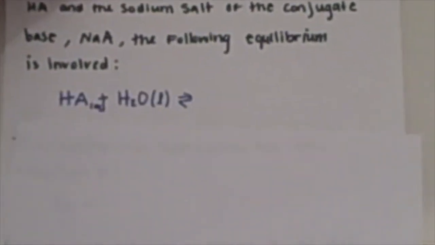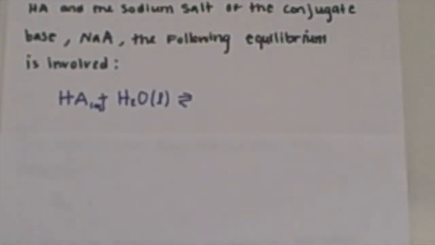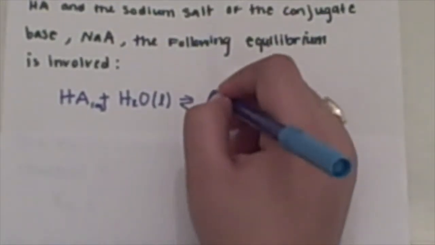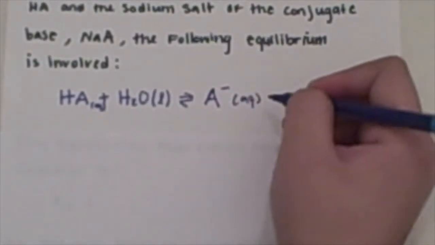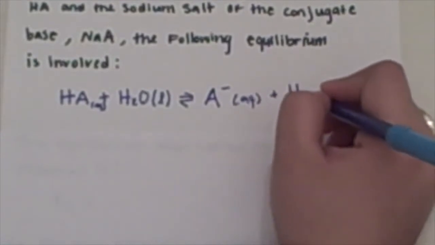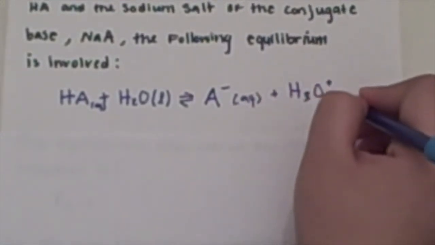So let's look at a buffer that contains a weak acid HA and the sodium salt of a conjugate base, NaA. The following equilibrium is then going to be involved. If we take HA, which is the weak acid, and we add it to water, we should form A- aqueous plus H3O+ aqueous.